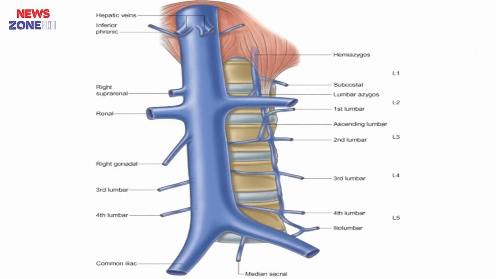Relations. Anteriorly, from above downwards, inferior vena cava is related to posterior surface of the liver, epiploic foramen, first part of the duodenum and the portal vein, head of the pancreas along with the bile duct, third part of duodenum.